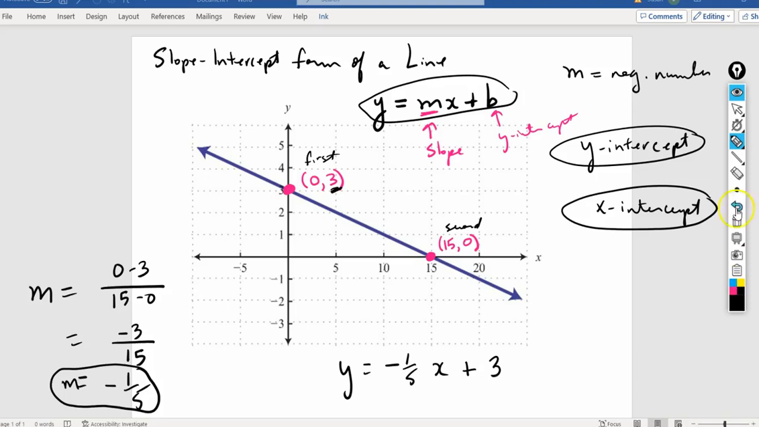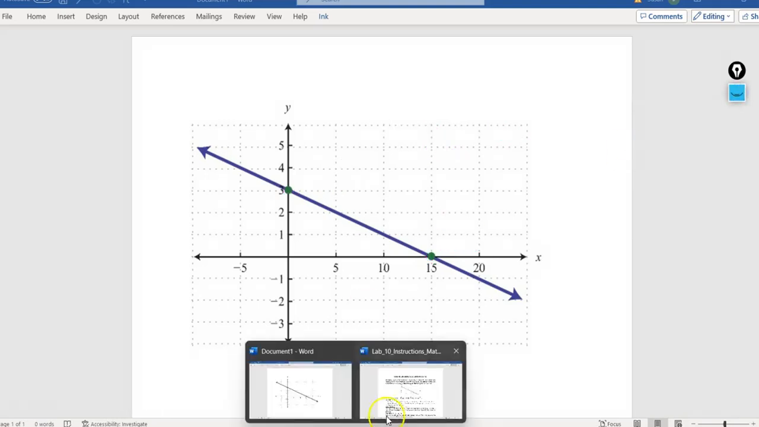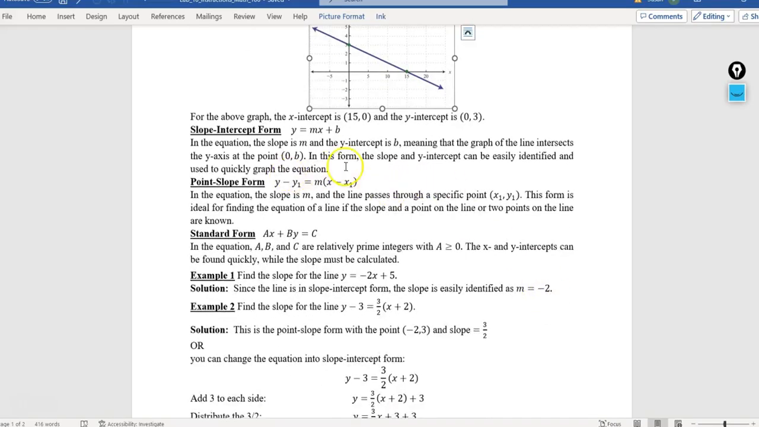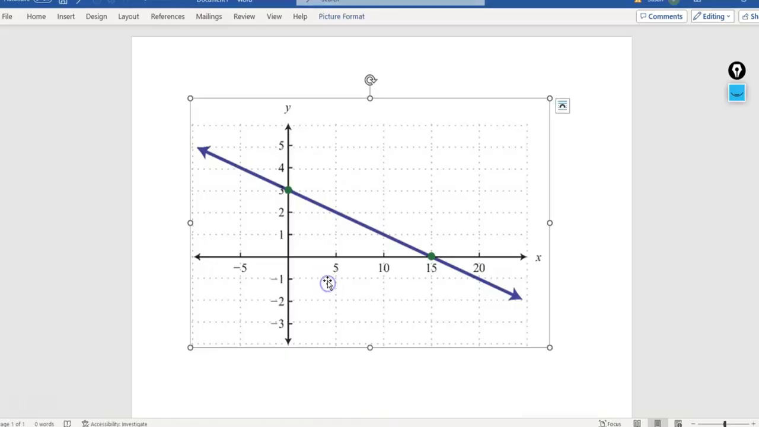Let's go back and see what we did with the lab. Okay, so we have that the x-intercept is 15, 0, the y-intercept is 0, 3. And then we have the different forms of the line. And we've just talked about the slope-intercept form. Now, if you're asked to find the slope and you have a line that is in another form, you're basically going to be changing it into slope-intercept form. Okay, so if we're asked to find the slope of this line, it's already in slope-intercept form.